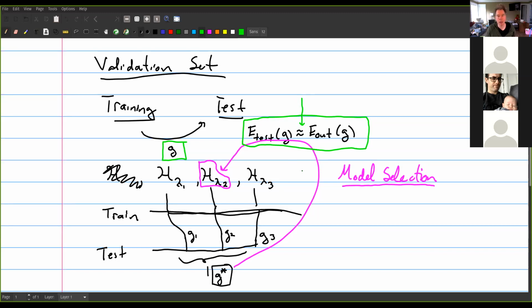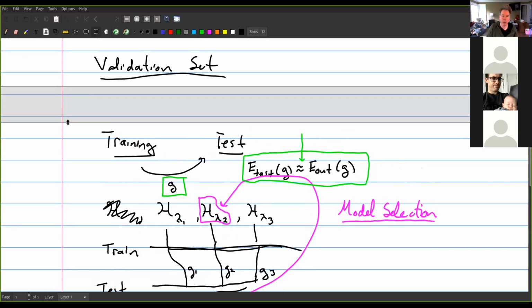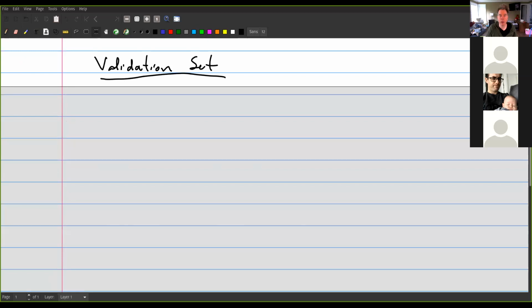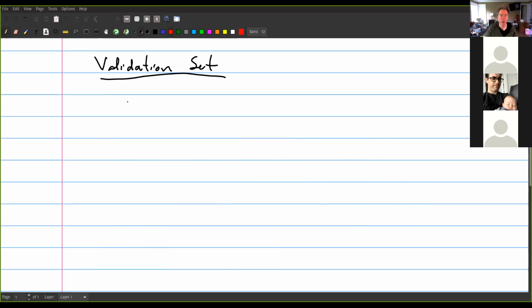So the validation set is kind of like the test set, except that the purpose of the validation set is not to predict the true out of sample error. The point of the validation set is to pick the best hyperparameters, or pick the best model. Okay, so how do you do that?